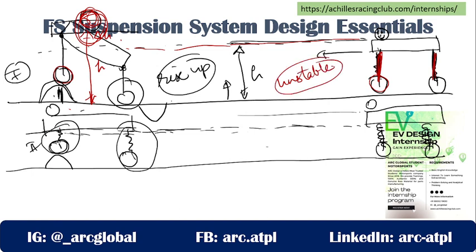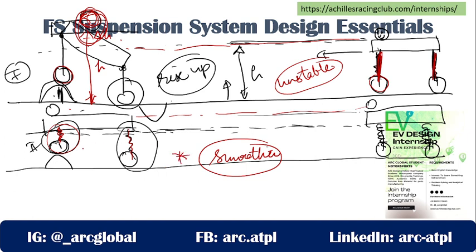So here you can see, because your springs are compressing and expanding, the front spring is compressing and the rear spring is expanding. What is it doing? It is making sure that the height of the driver remains the same, hence making your ride smoother.